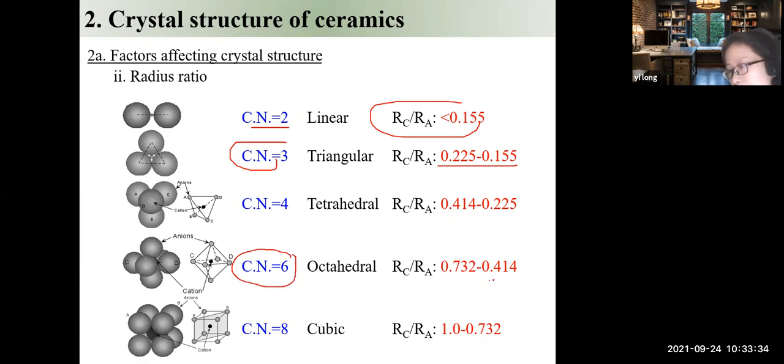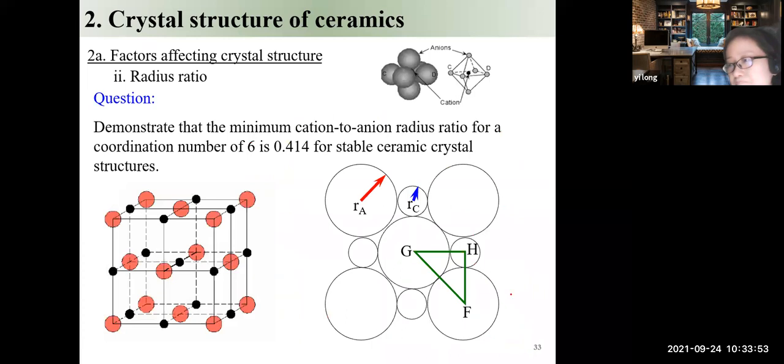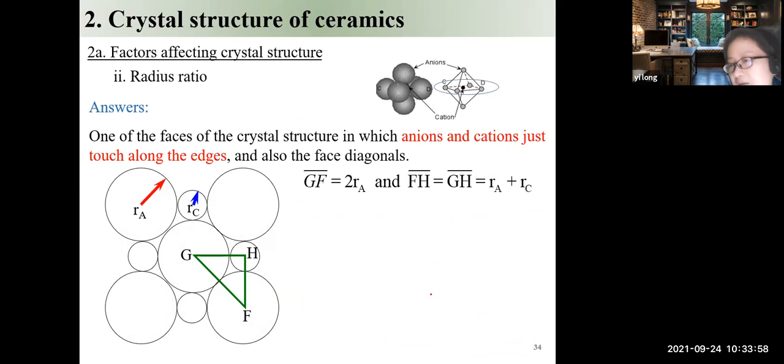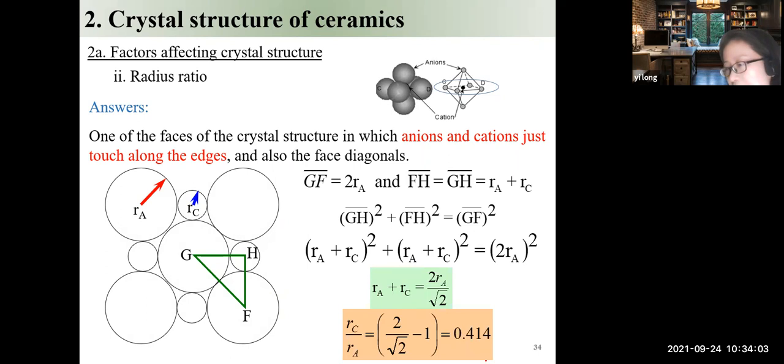CN6, for which the minimum RC over RA is 0.414. In the tutorial, you're going to calculate when the coordination number is 8 and the minimum RC over RA is 0.732. I leave you to figure out; it's pretty straightforward. We also spent some time, with simple math, to determine that when the coordination number is 6, this RC over RA is 0.414, simply based on this triangle geometry.